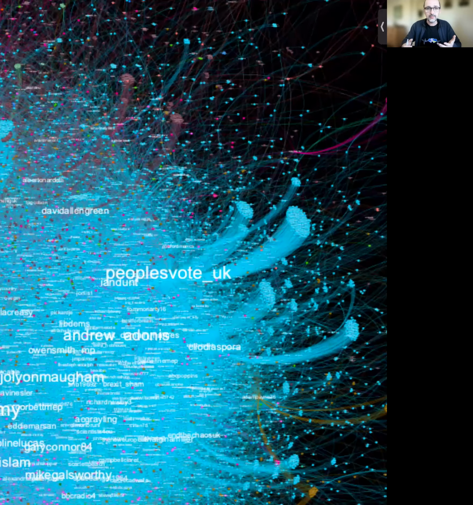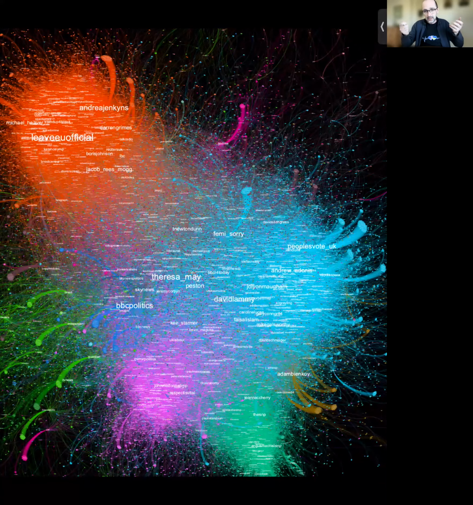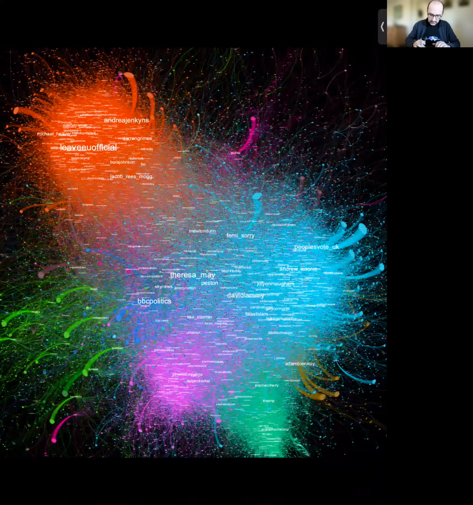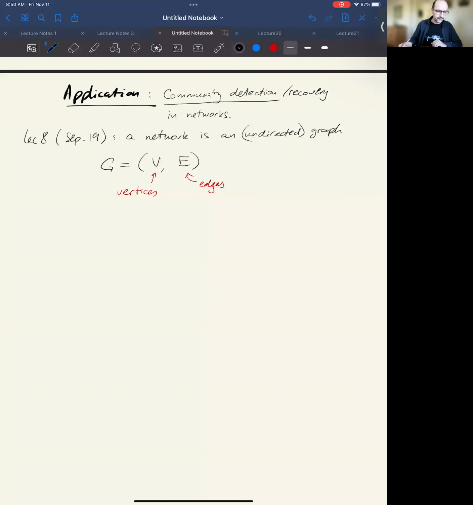But how can we do this if all we know is just which pairs of nodes are connected? It doesn't give us any information about density or anything like that. So that's the question. This is the network, an undirected graph, and we need to understand how to deal with these graphs.